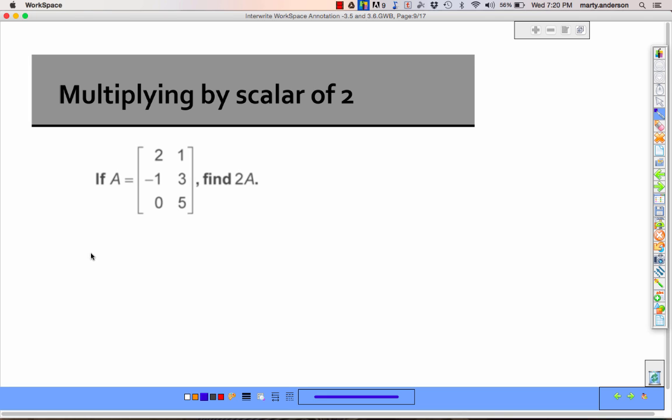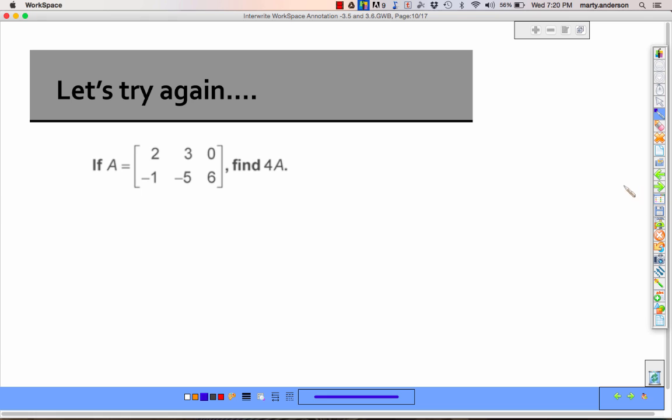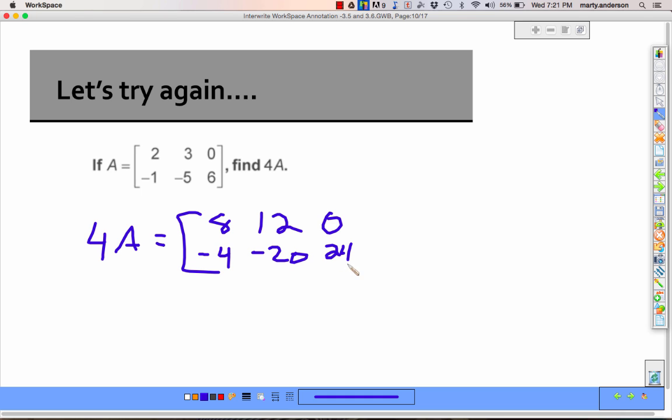So if I wanted to do 2A, 2 times A, I'm going to do 2 times 2 is 4, 2 times 1 is 2, 2 times negative 1 is negative 2, this is a 6, 0, and 10. There's my new matrix 2A. Multiply every single value of the matrix times the scalar. Again, if this one is going to be 4A, 4A will be 8, 12, 0, negative 4, negative 20, and 24.